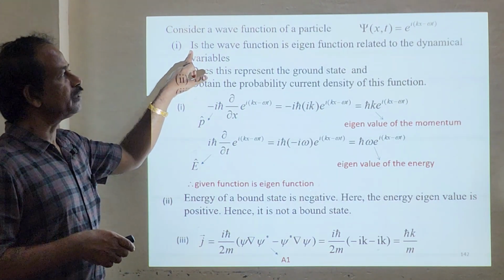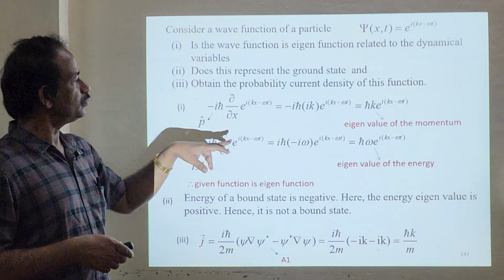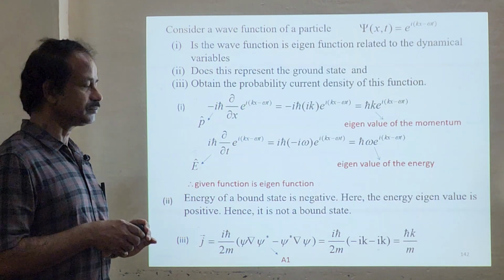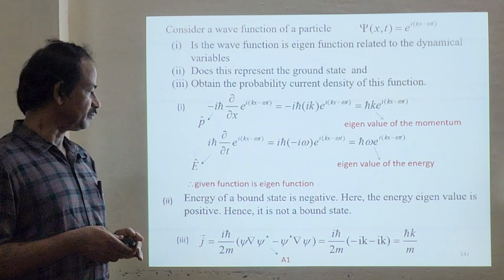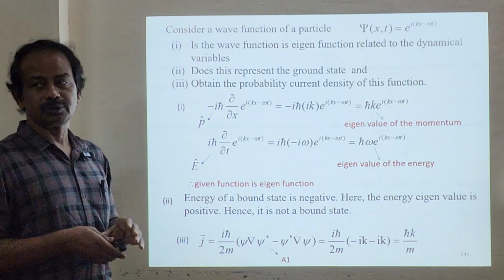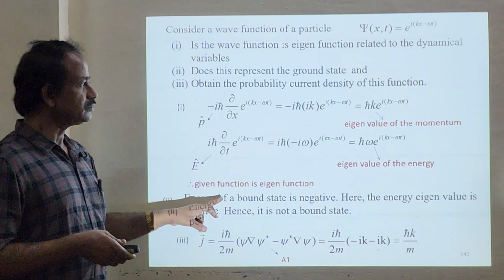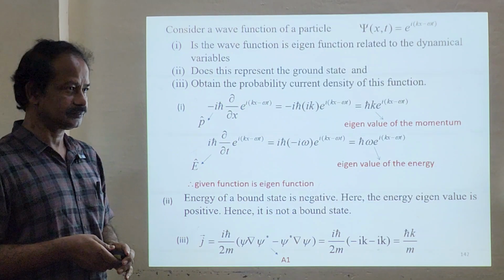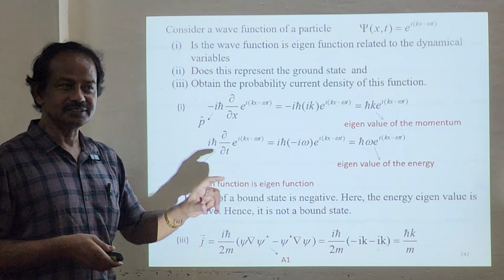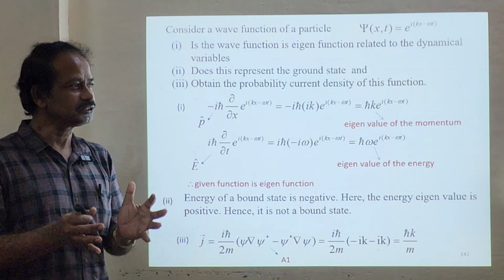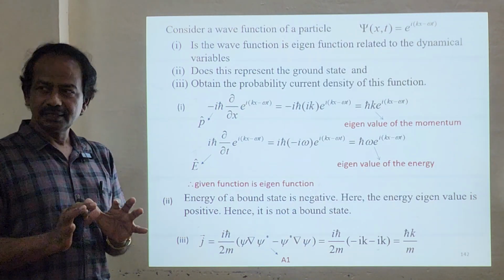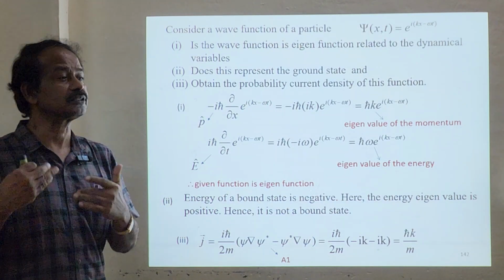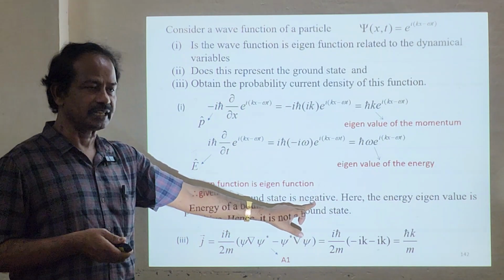So the first question is very clear that P and E are dynamical variables. They are related with eigenfunctions. Okay. So the given function is an eigenfunction. Second one, does this represent the ground state? So here we are getting only positive values. Eigenvalue and eigenenergy both are positive values. Okay. Energy of a bound state is always negative. We always represent all the negative values for the bound state. If it is not bound, if it is continuous, the energies will be positive. So the energy of a bound state is negative.